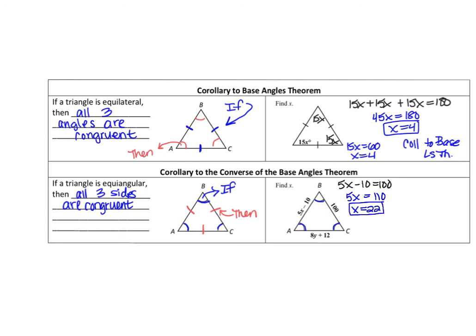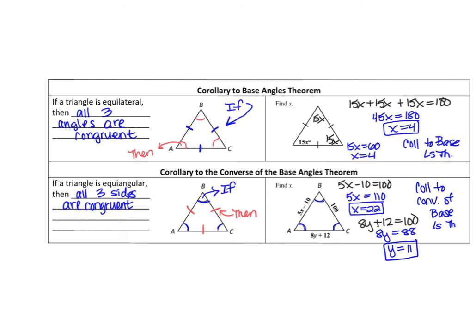Then you'll do the same thing, but with the expression that contains the y. So you'll have 8y plus 12 is equal to 100. Subtract the 12, you get 8y is equal to 88 with an answer of 11 for y. You abbreviate this as corollary to converse of base angles theorem.